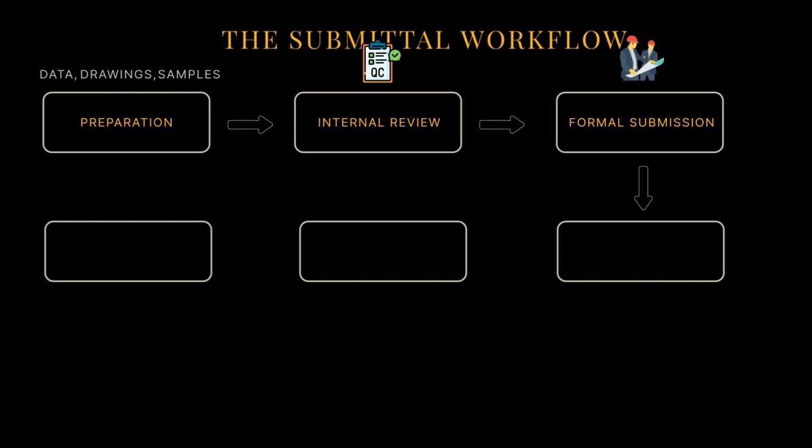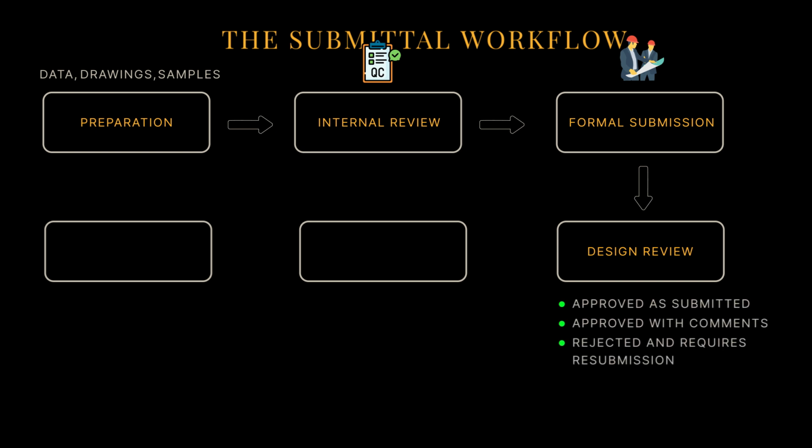Step 4. Design review. Here's where it gets interesting. The design team can give you one of 3 responses: approved as submitted, approved with comments, or rejected and requires resubmission. Step 5. Revision and resubmittal. If changes are needed, you make the corrections and resubmit. Step 6. Final approval. You get the green light for fabrication or installation.